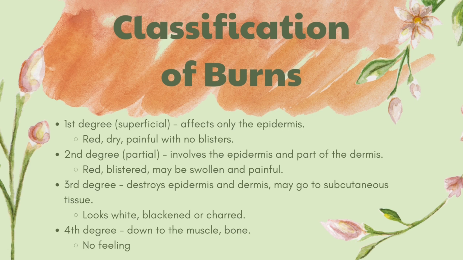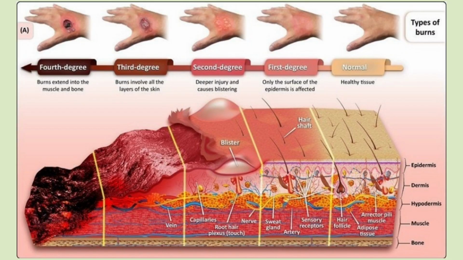Next, I'm going to be speaking about classifications of burns. There are 4 different types of degrees of burns affecting various layers of skin and presenting differently. First degree burns are red, dry, painful with no blisters. Second degree burns are red with blistering. Third degree burns look white, blackened, or charred. And finally, fourth degree burns will have exposed muscle and or bone with no feeling. Here is a visual of how burns will present and how it affects various layers of skin.